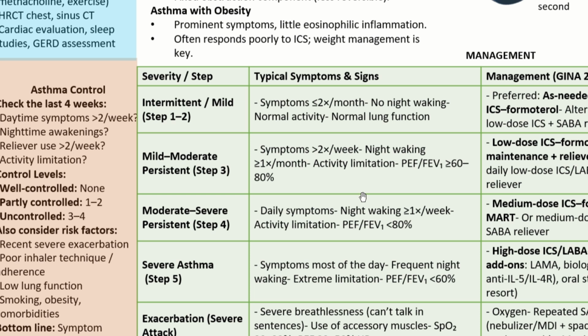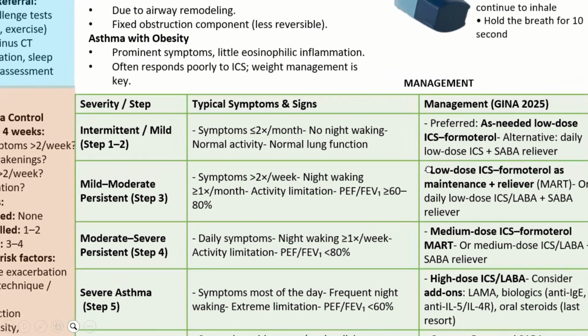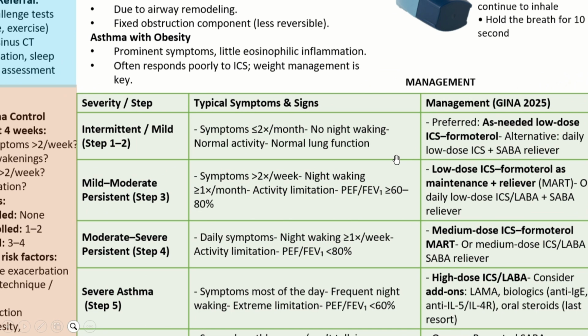So what's going to happen is that most of the times when you have someone who is having symptoms that are very mild, that is intermittent to mild symptoms which are less than twice a month, there's no night waking, they have normal activity and they have normal lung functioning, but sometimes they get an attack once or twice in a month, we are going to consider giving them just a low dose inhaled corticosteroid and formoterol, or you can give them a low dose inhaled corticosteroid and the SABA reliever. So they're going to use this most of the time when they really need to, when they get the attack. So that is going to be the step 1.